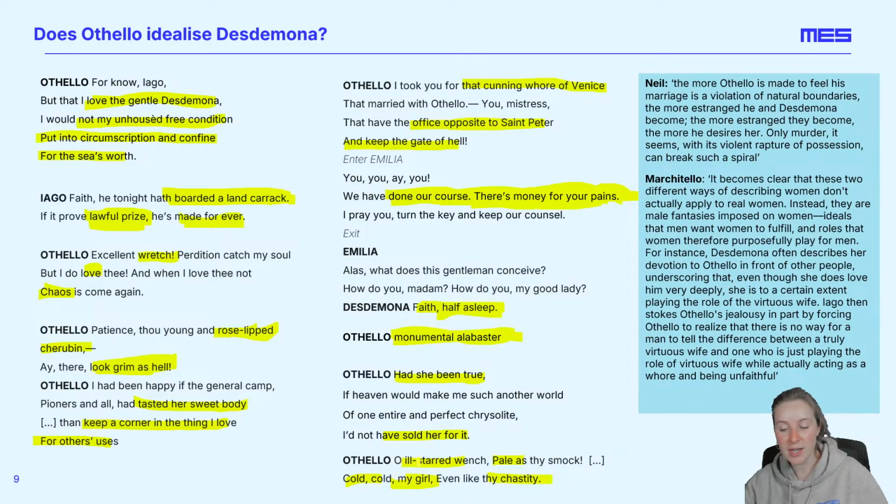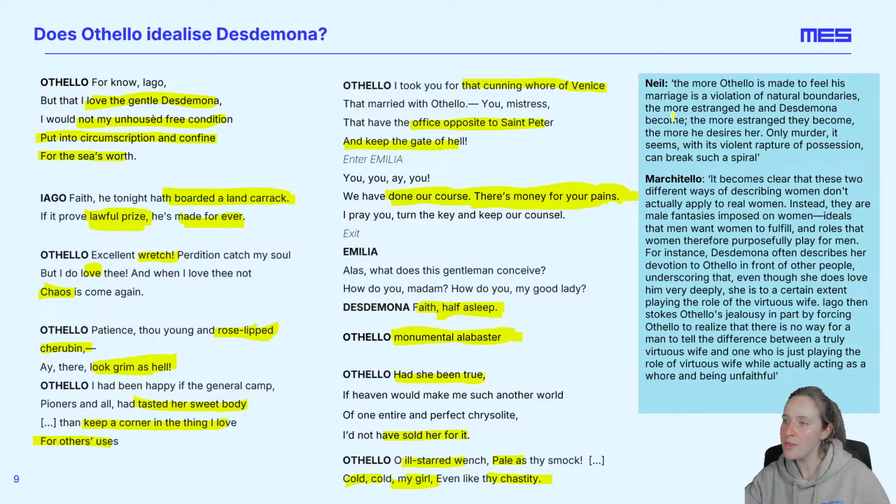So again, she returns to my girl rather than cunning whore of Venice, right? Ill-starred means fated. So like Romeo and Juliet, star-crossed, this idea of her, this was destined to happen. Pale, she's gone back to being pale and cold, indicators here of chastity and innocence and purity, but also associated here with death. So he, in a way, loves her again now that she's dead and been returned to her perfection to him.